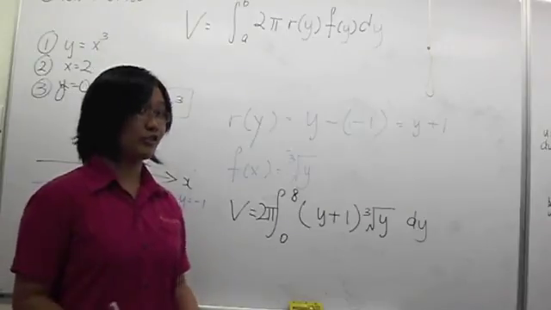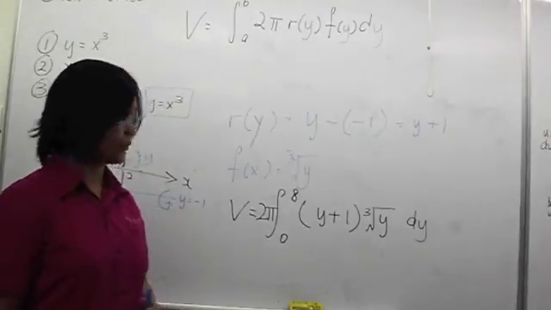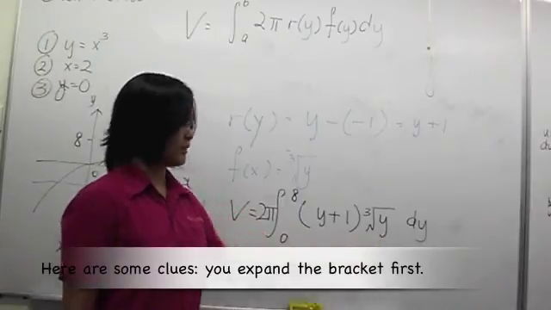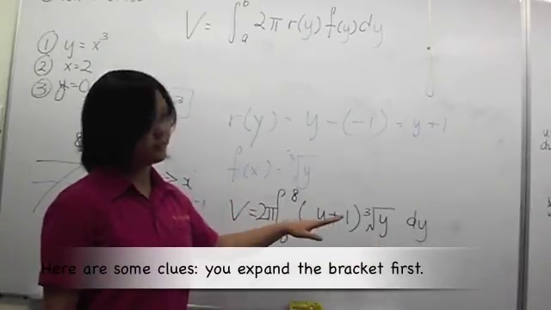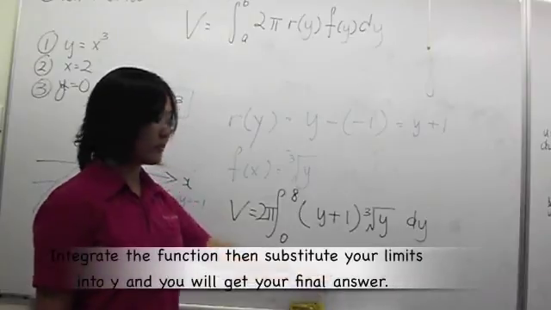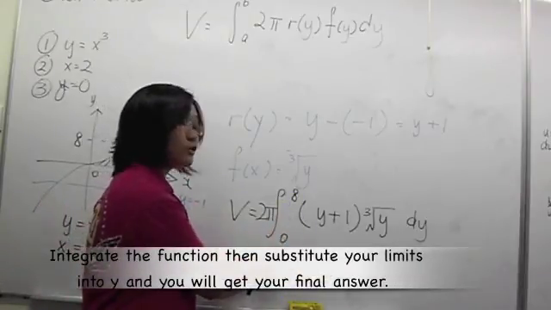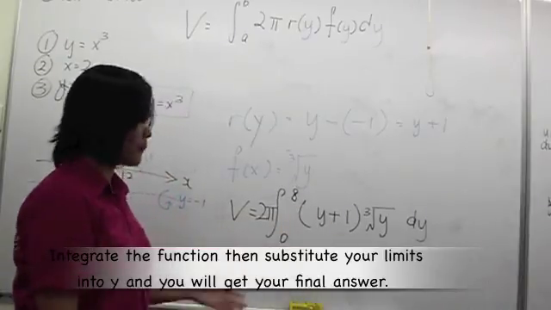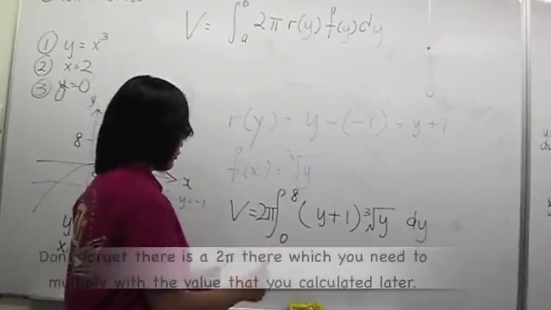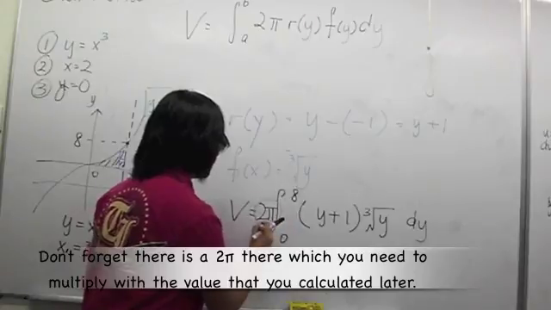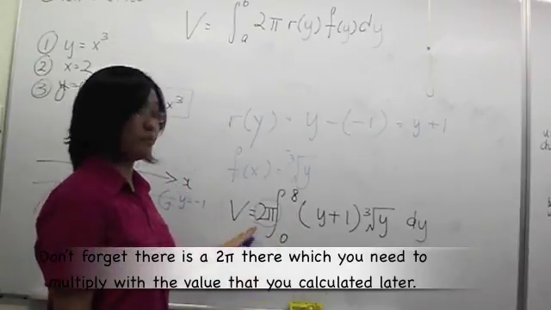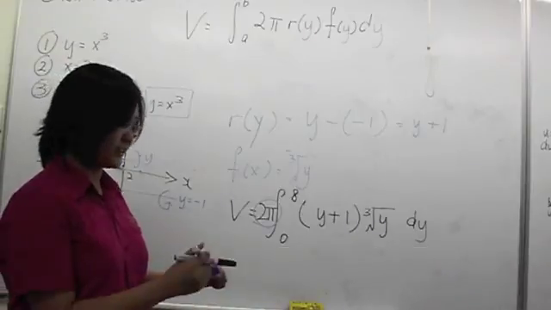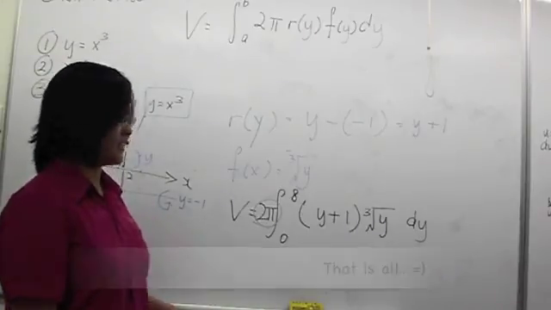I'm not going to do this for you, but you can try on your own. You expand this, then follow with integration. Then you substitute your values of limits into what you have integrated. And don't forget there is 2 pi. So don't miss this later. So you can get your answer in this easy way. That's all.